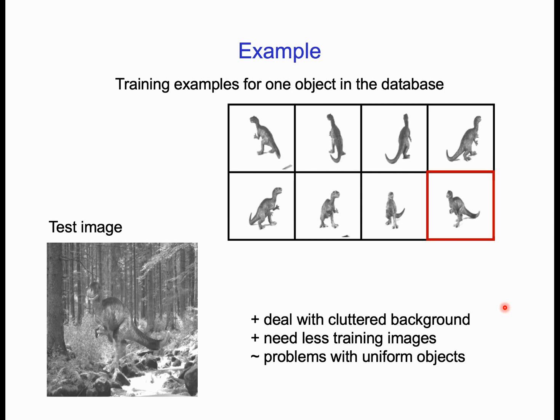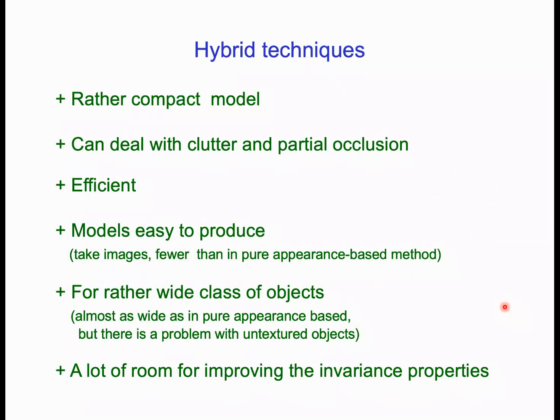However, it also assumes that I'm able to really extract good interest points. So if I had objects with uniform intensity patterns, the algorithm might have difficulty identifying the interest points and finding correspondences. Now, the hybrid models that we've seen are rather compact models. So they don't have to have a very large model that grabs the entire image. They can deal with clutter and partial occlusion because I only need to match certain parts of the object to decide whether it's present or not. They can be made quite efficient, and we'll see that next.